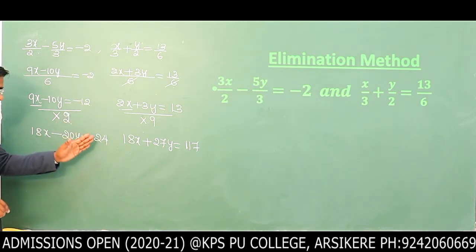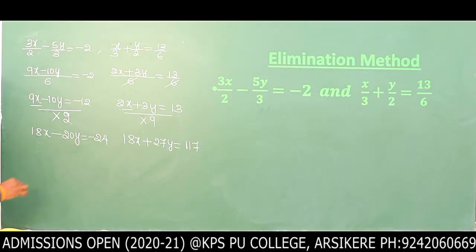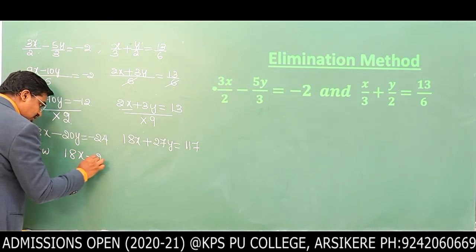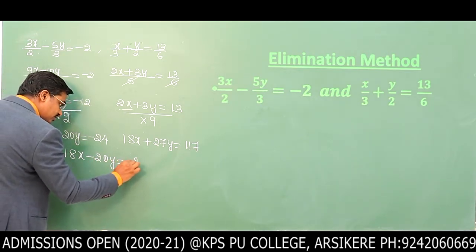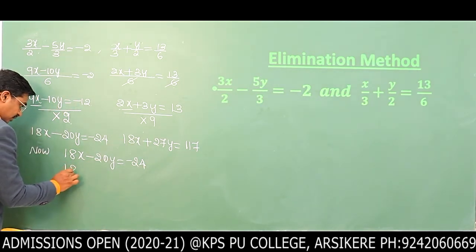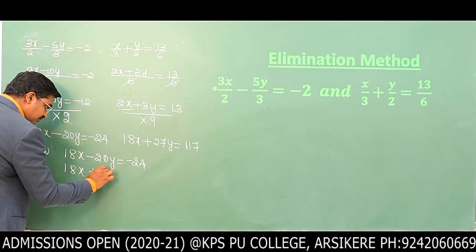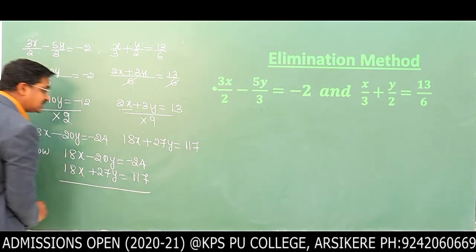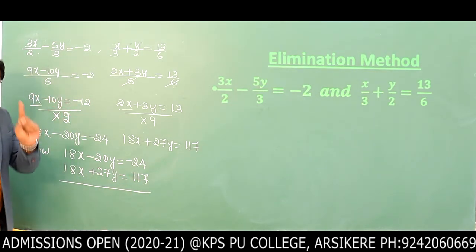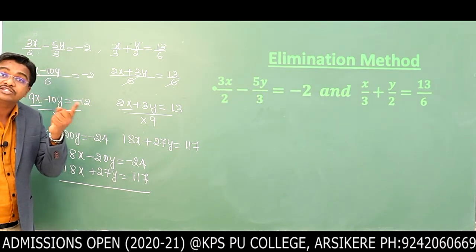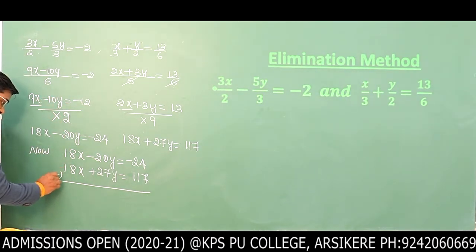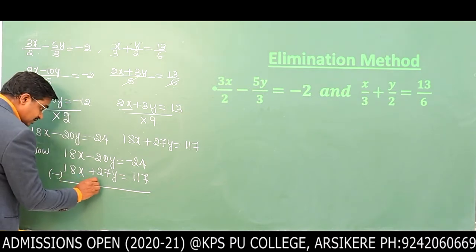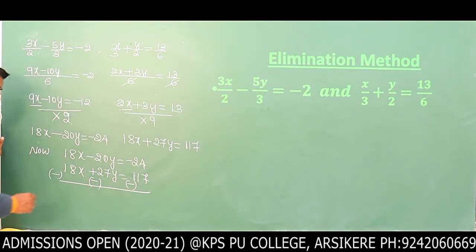I will subtract the second equation from the first equation. So now it reduces: 18x minus 20y is equal to minus 24, and for the second equation 18x plus 27y is equal to 117. Next step is subtraction. When subtracting, signs will change: plus changes to minus, minus changes to plus. Here the sign is plus, so this changes to minus. Here also this changes to minus. This also changes to minus. Plus 18 minus 18 get cancelled.